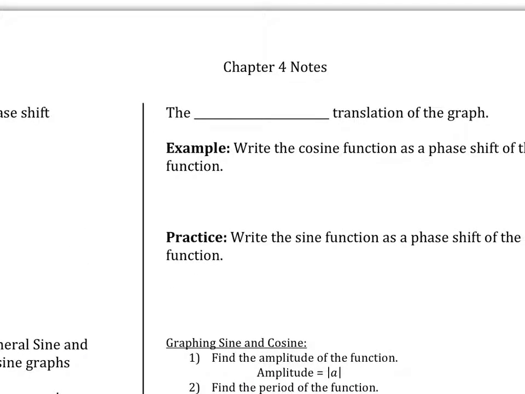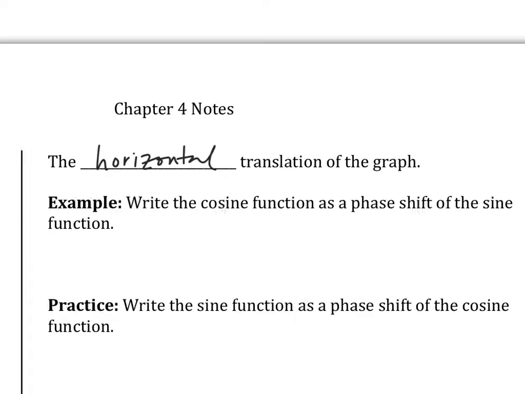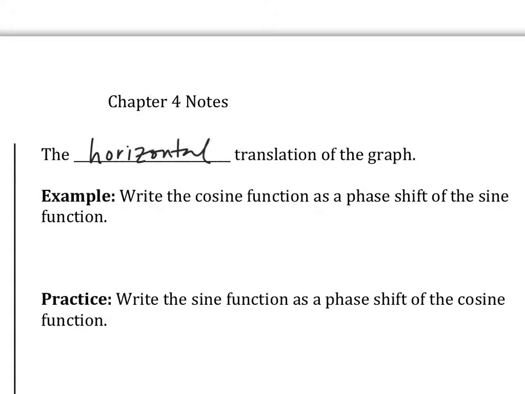Okay, last part, phase shift. Phase shift is the horizontal translation of the graph, how much it moved. Okay, write the cosine function as a phase shift of the sine function, meaning you can see that the sine and cosine are pretty much exactly the same, right? Except if you moved one, it would be on top of the other one. So this one says write cosine as a phase shift of sine. So basically cosine of x is equal to sine of x plus what?